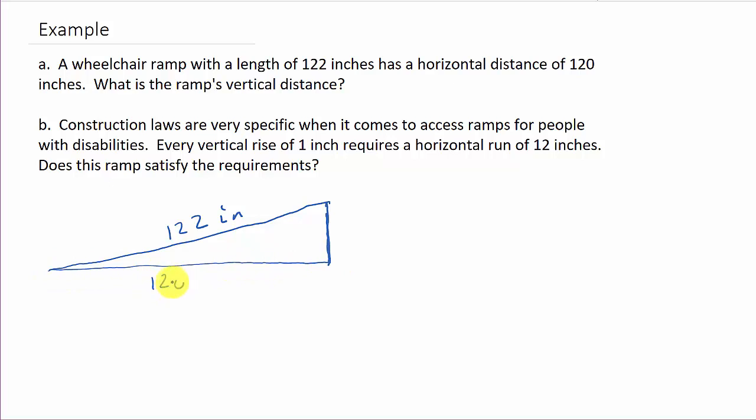So that's 120 inches. And this is a right triangle. We got a right angle here. And we want to know the vertical distance of the ramp, so we'll call that x.